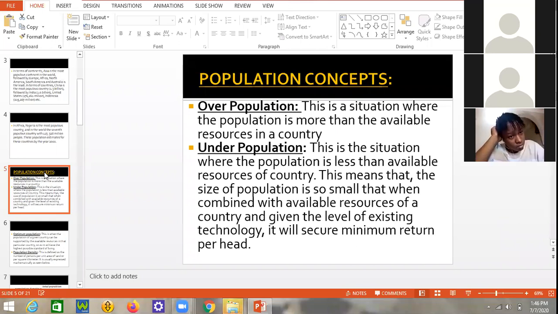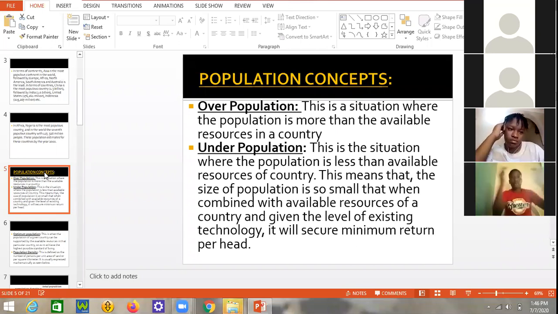Take, for example, in Nigeria today, when there is an advert for a job, maybe a job for not more than 100 people, you see the way thousands of people apply for that job. So in that situation, the population is over. Why? Because the available resources cannot go around everyone. So it is overpopulation.